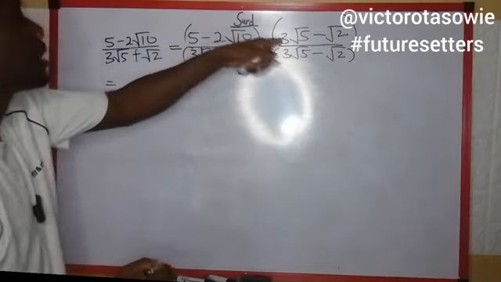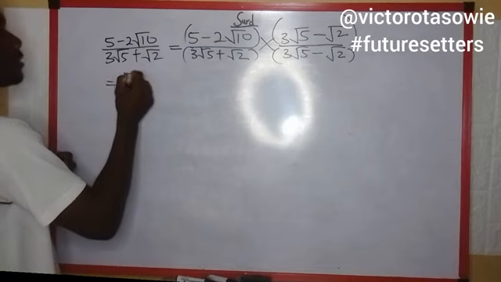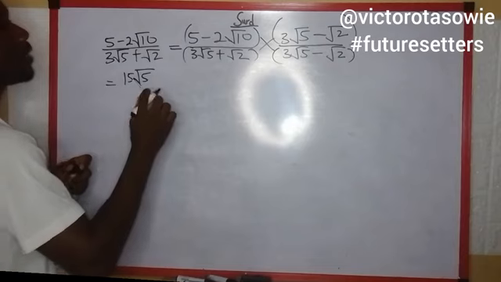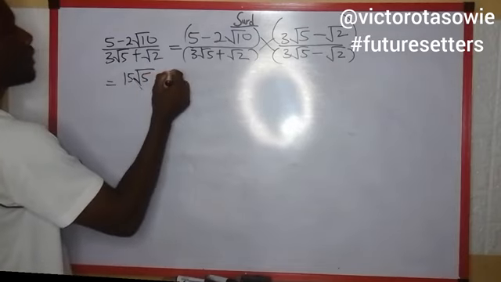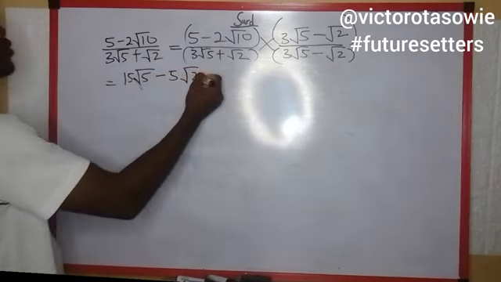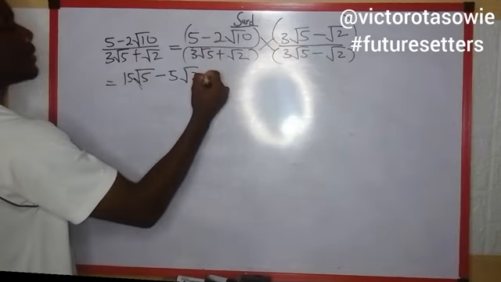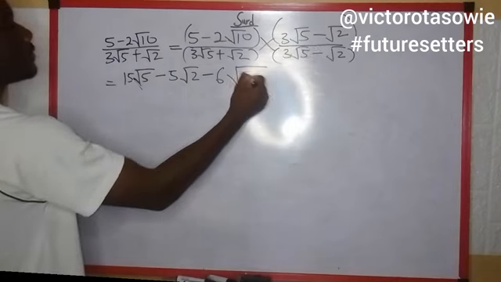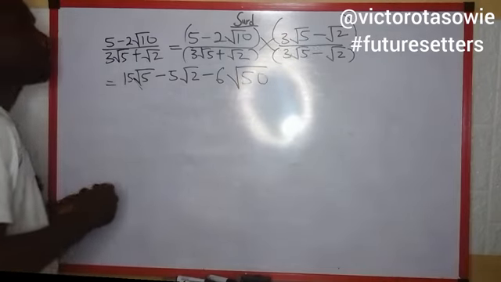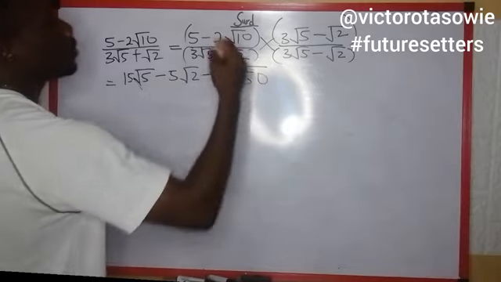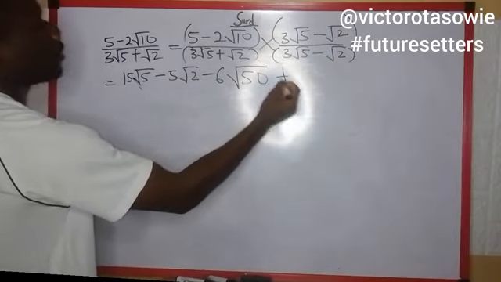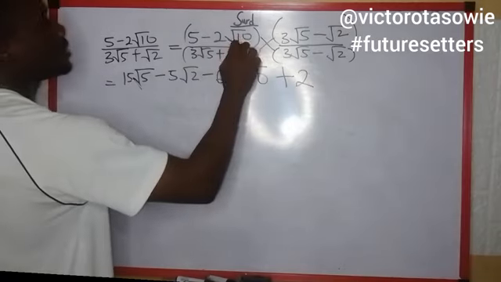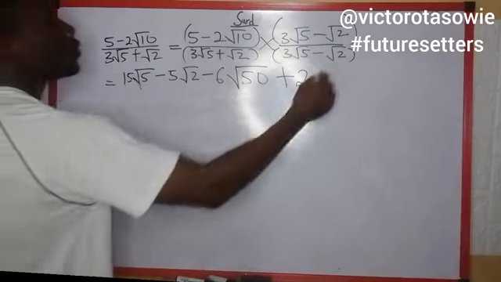So we have 5 times 3. 5 times 3 is what? 15 root 5. That's the first part. Then the next part, we have 5 times minus root 2, so we have minus 5 root 2. Then 2 root 10 times 3 root 5, the next part in the bracket, 2 root 10 times minus root 2, minus times minus is plus, giving root 20.